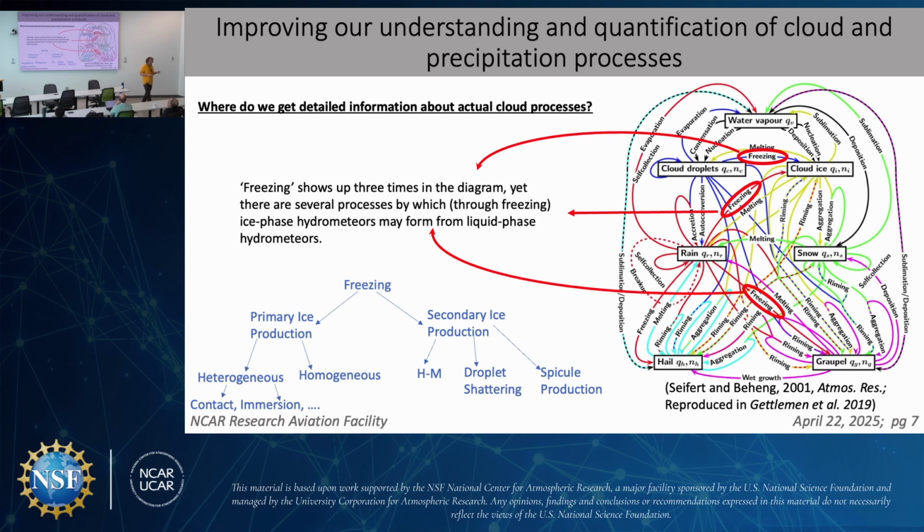If we consider primary, we have heterogeneous nucleation or homogeneous nucleation. If we focus on heterogeneous nucleation, then we have contact freezing and immersion freezing and condensation freezing. We have lots of different singular processes, individual processes that are all wrapped up in this idea of freezing.